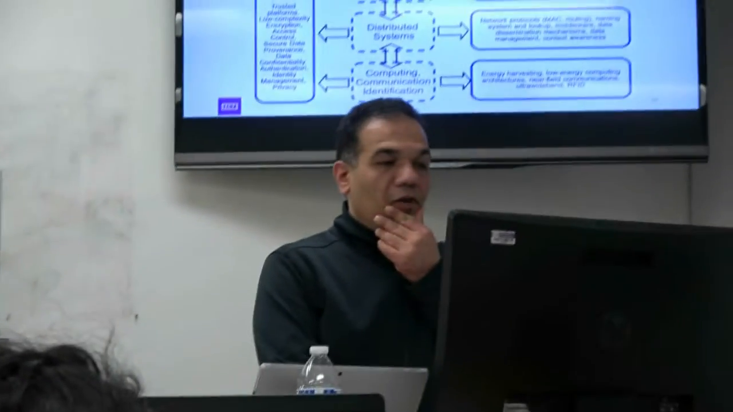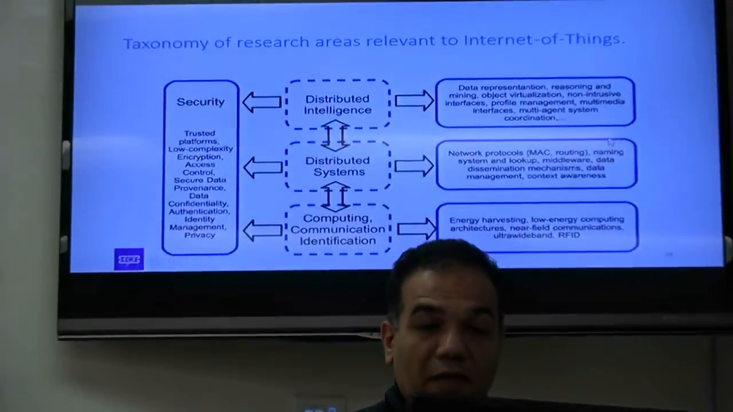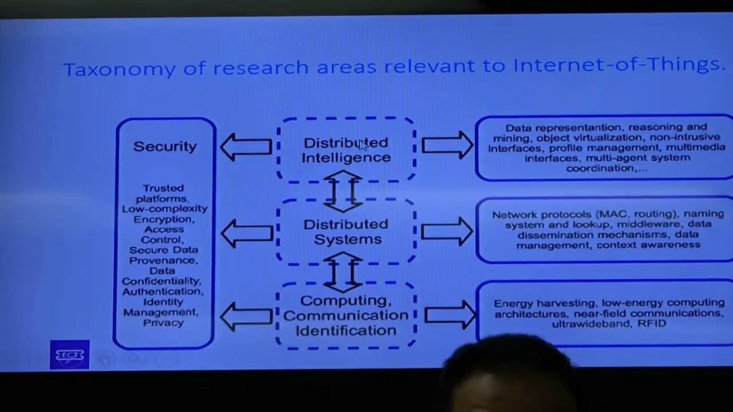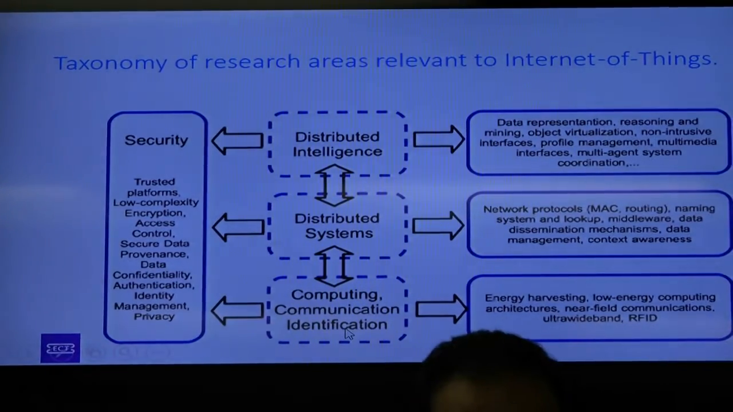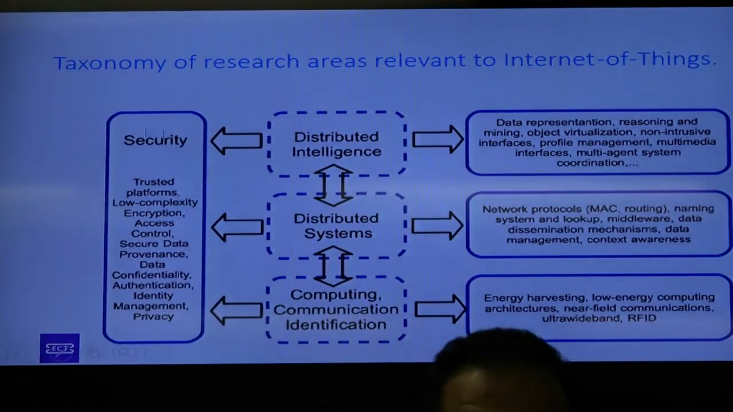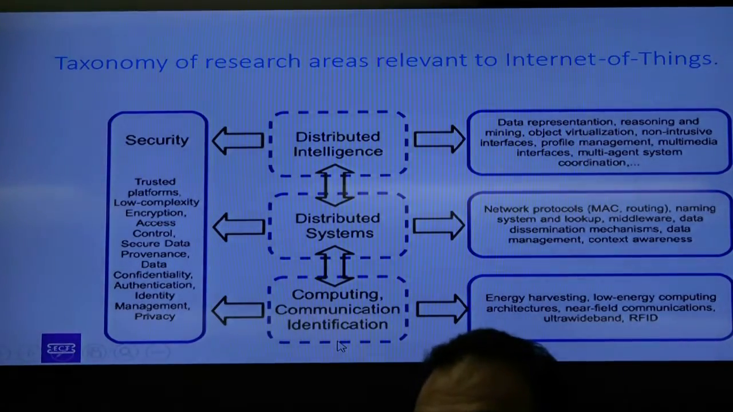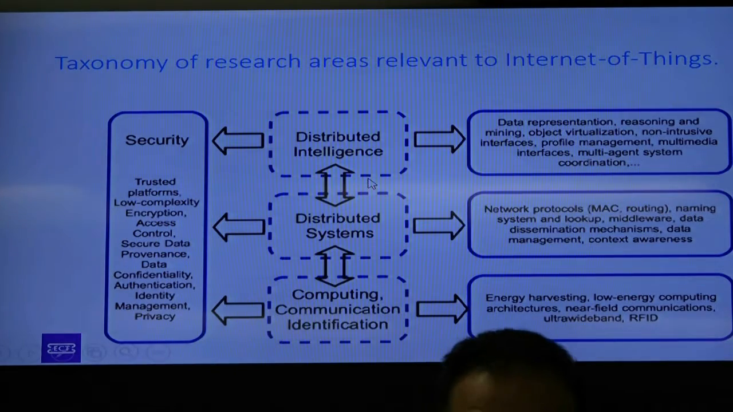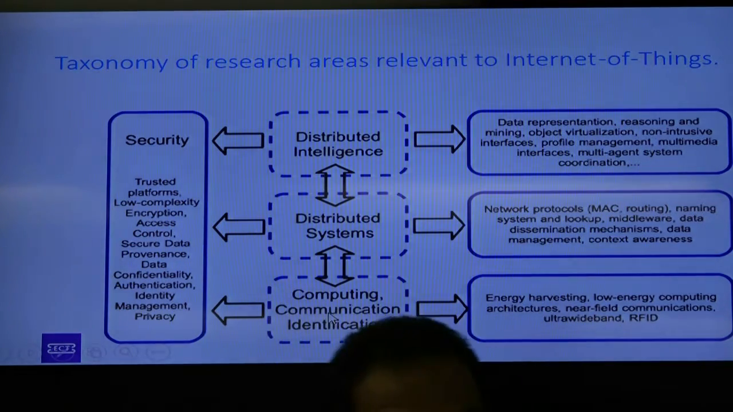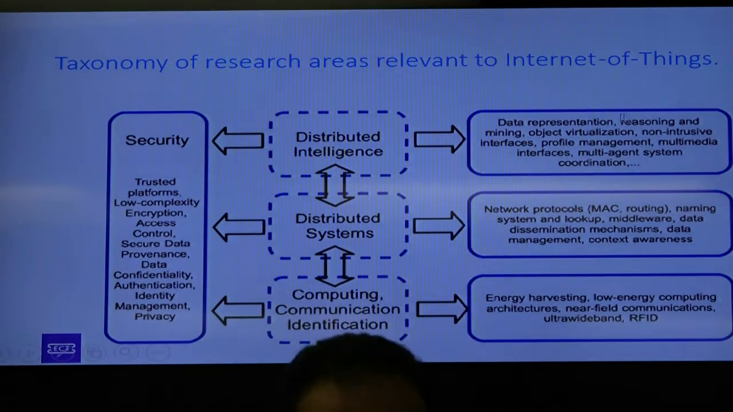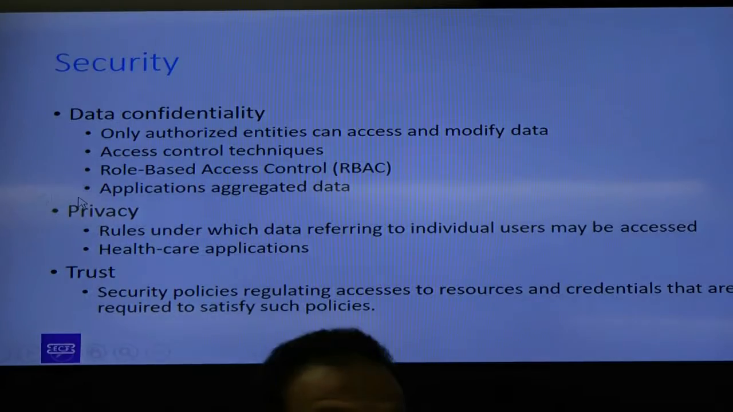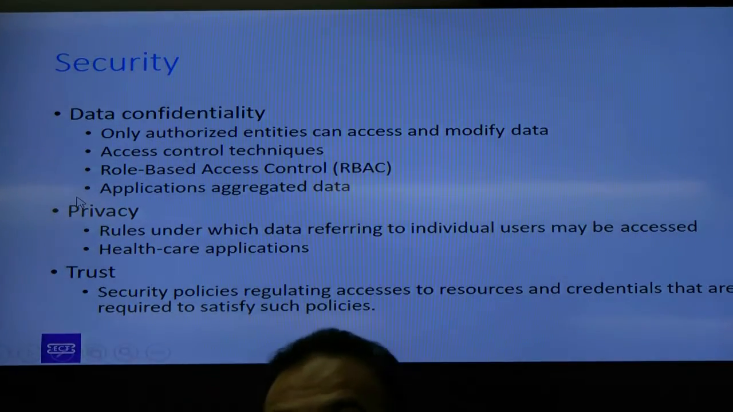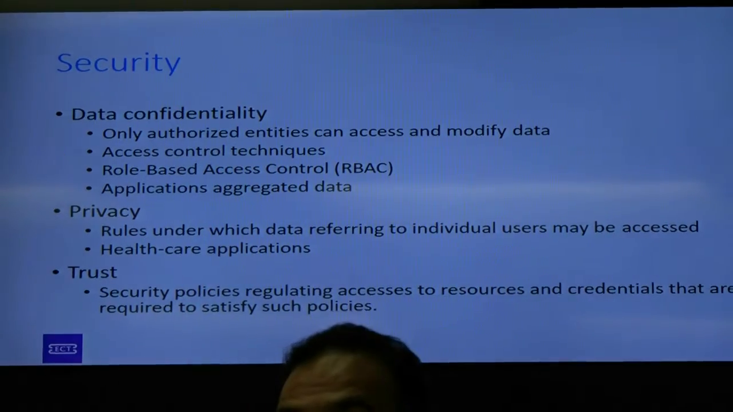So when you go in here, for example, the taxonomy of research areas in the Internet of Things: distributed intelligence, distributed systems, communication and identification. When you talk about security, it spans three of these. When you talk about, for example, communication, identification, energy harvesting, low energy computing, all of these are areas of research that you could classify in one of these areas. Security as an example, just giving you an idea, I gave you about privacy.